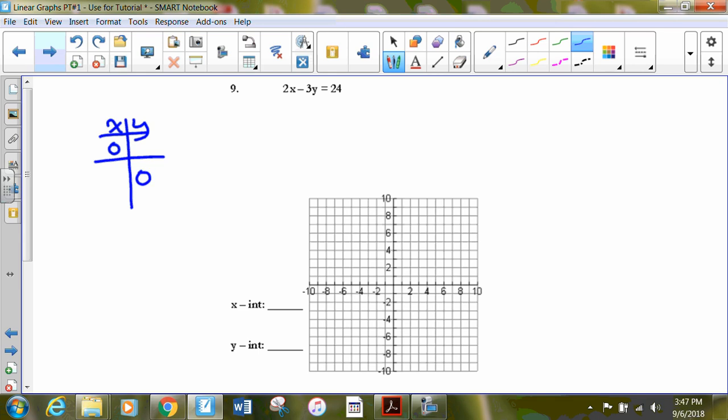Well, when x is equal to 0, 2 times 0 is 0. It goes away. So what am I left with? I'm left with negative 3y equals 24. I'm going to go ahead and divide both sides by negative 3, and I get y equals negative 8.